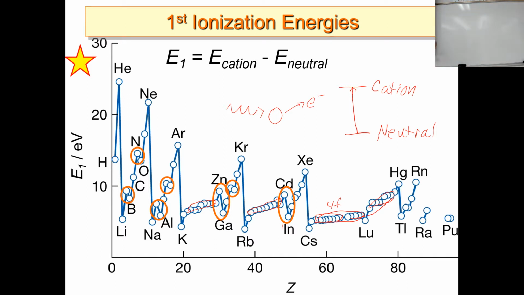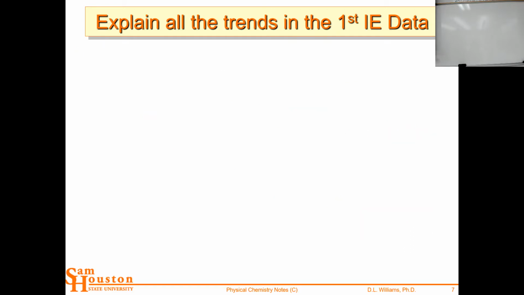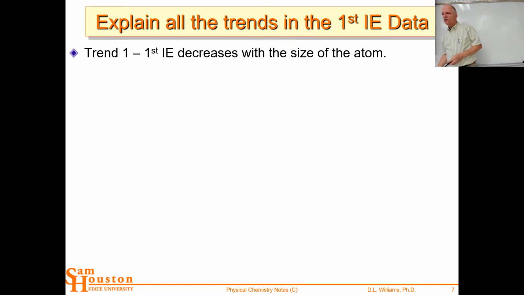So let's look at this in detail. Let's look at all of these little trends. So here's some trends. Y'all did a great job. I think you got almost all of them. So trend 1, first ionization energy decreases with the size of the atom. Okay. So if this atom is big, it's a low first ionization energy. Think of the alkali metals. So we go to the next subshell or the next shell, and that's a big atom, so the low ionization energy.